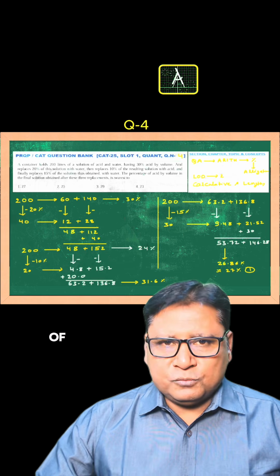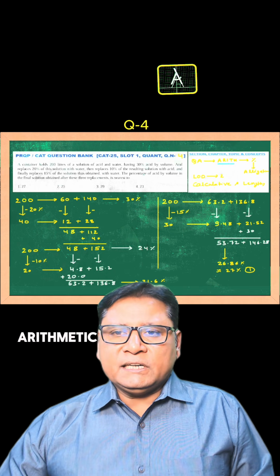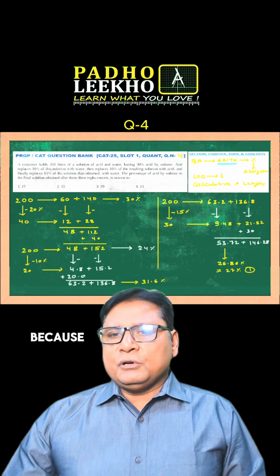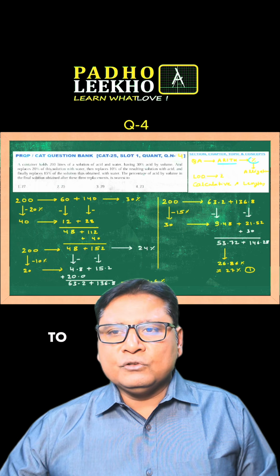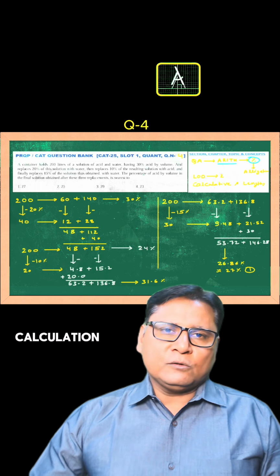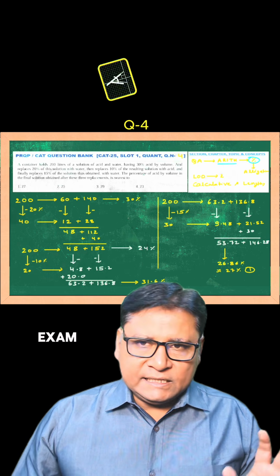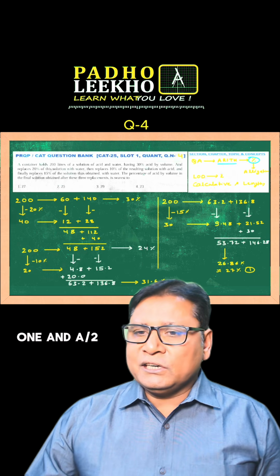Question number 4 of slot 1 CAT 25 paper. This is again based on arithmetic, and this is a little calculative question, because the percentage calculations are very high. You have to do 3-4 times percentage calculation to solve the question. But during the exam, it will be a bit challenging to solve this question within 1 minute or 1.5 minutes.